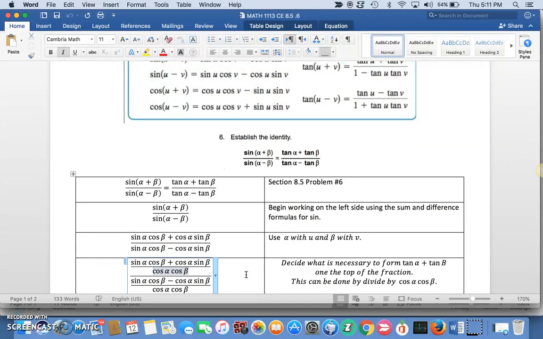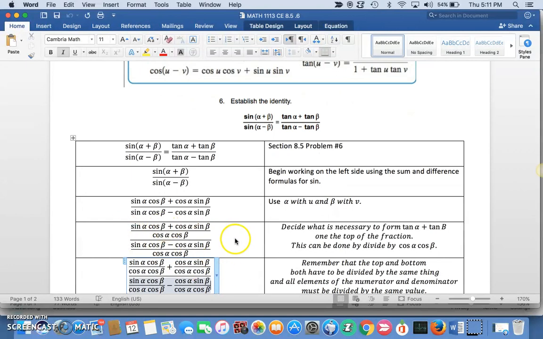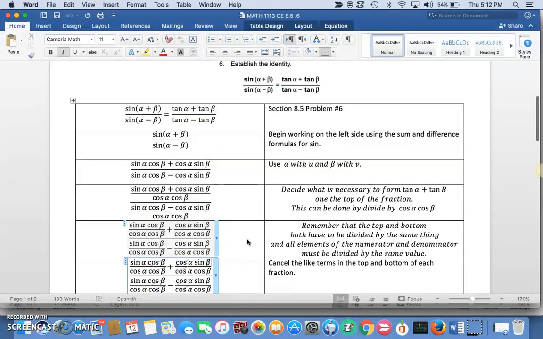Now, what you're trying to do is to establish a tangent as opposed to sines and cosines. You want tangent alpha. If you look right here, this would have to be divided by cosine alpha for that to turn into tangent. And then those two cancel. And the second part, you would want tangent beta. So sine beta would have to be divided by cosine beta to get tangent, and then those will cancel. Same basic thing on the bottom, except you have a sign change.